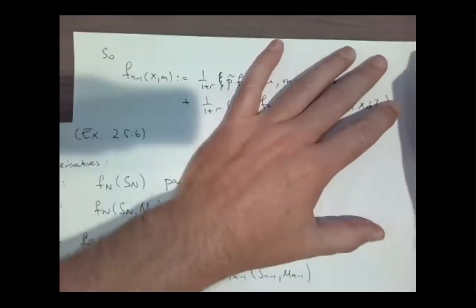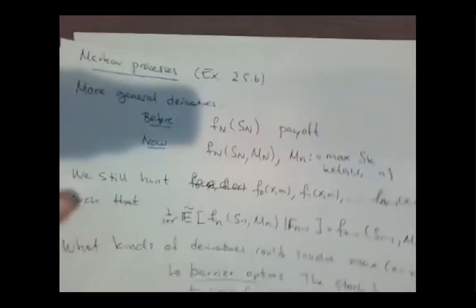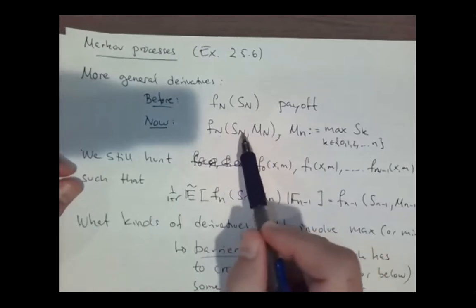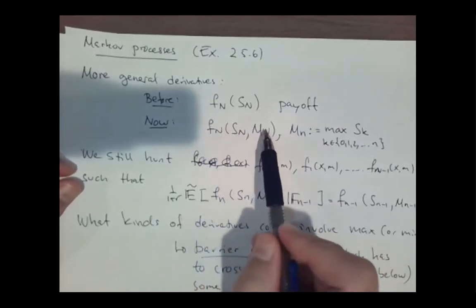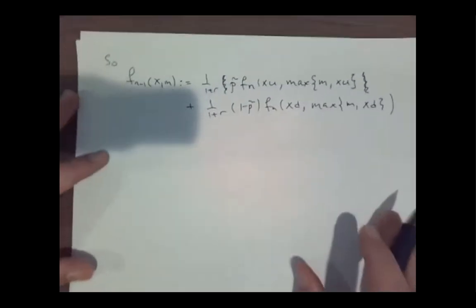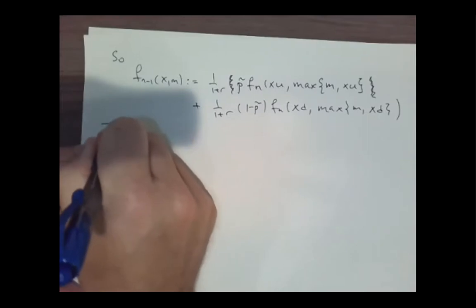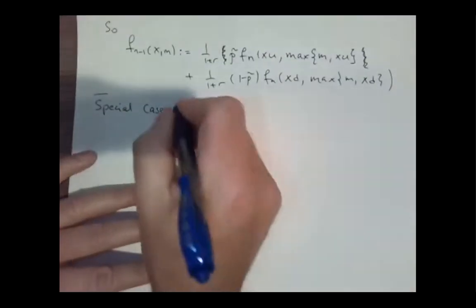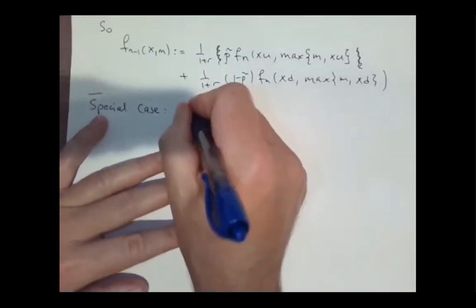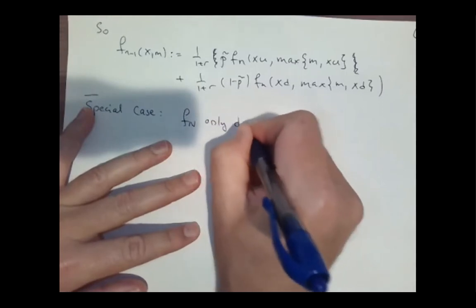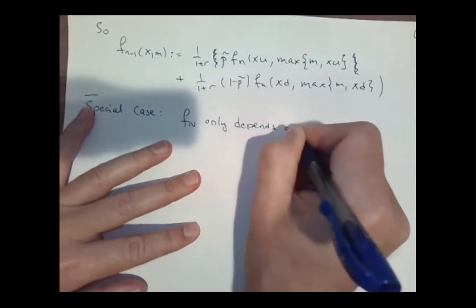There's something to note here, and that is what happens in an example where the payoff only depends on the max. So a special case could be Fn only depends on Mn.